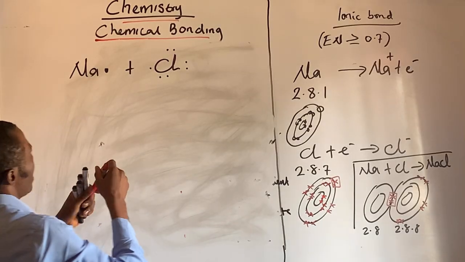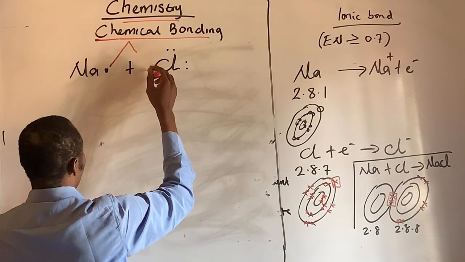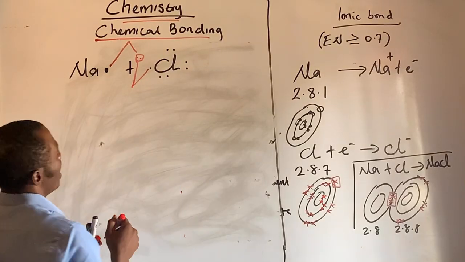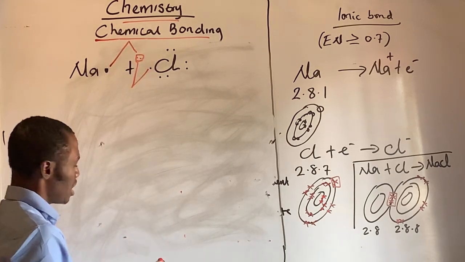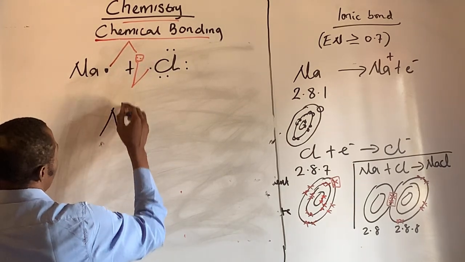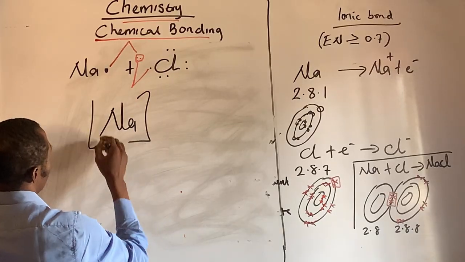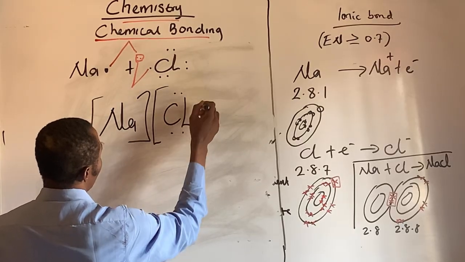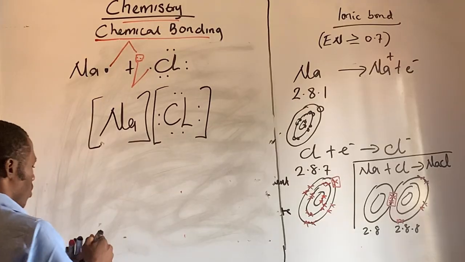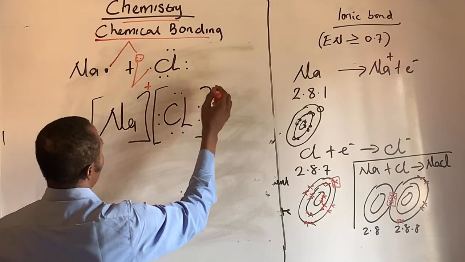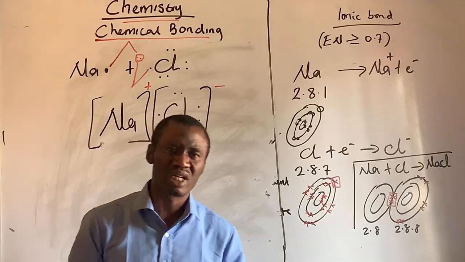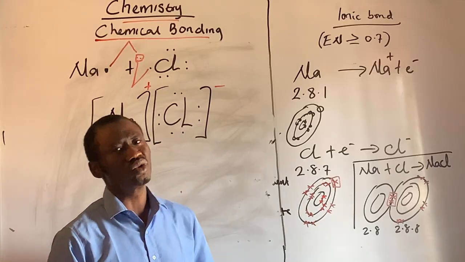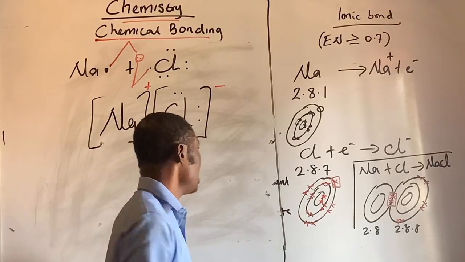Now the electron is transferred from here, and the electron is transferred to this point. So this electron is transferred from here to this place. So we're going to be having sodium, and then we're going to be having chlorine. 1, 2, 3, 4, 5, 6, 7. Now, the sodium will be positively charged and the chlorine will be negatively charged. So, ionic bonding is simply the transfer of electrons from a metal to a non-metal in order to achieve stability. So, let's do another one.